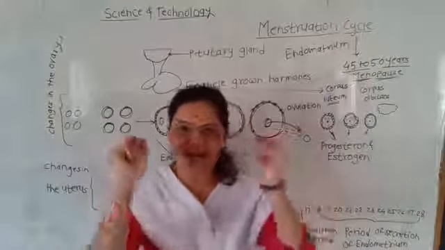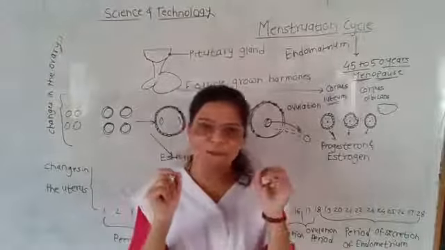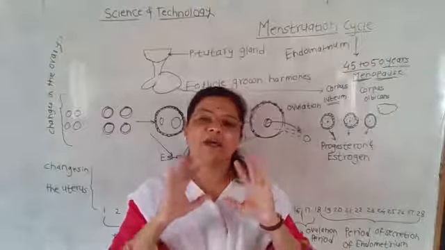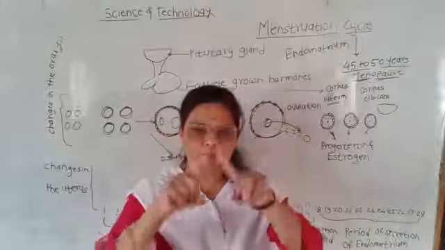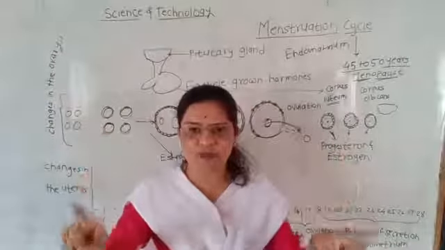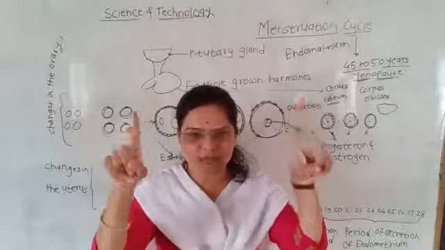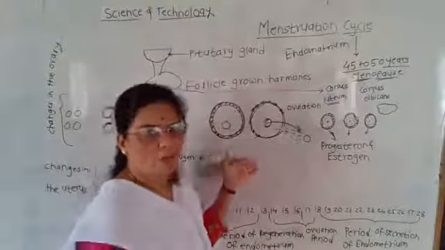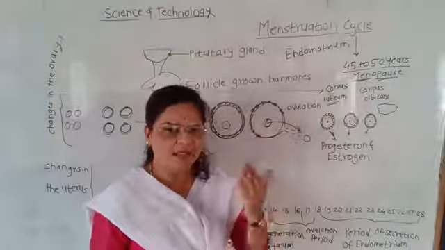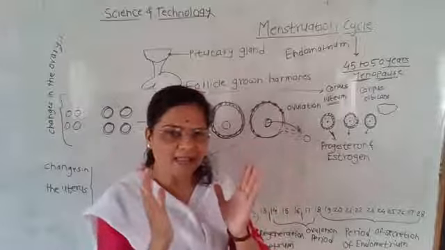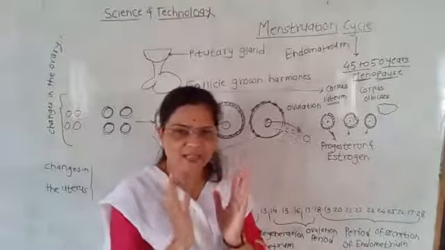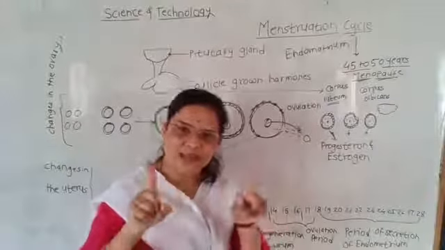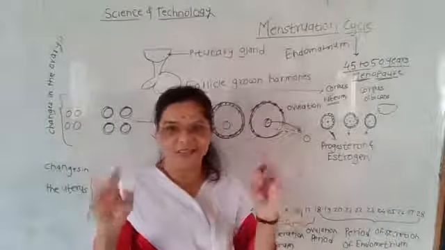I hope you better understand the concept of the menstruation cycle scientifically, diagrammatically. Whenever you draw the diagram, your photographic memory is very active. Whenever there is a picture form or diagrammatic form, you remember better and instantly your memorization takes place, and that's why no figure, no marks, no diagram, no understanding in biology.